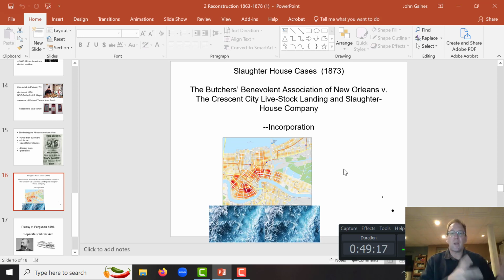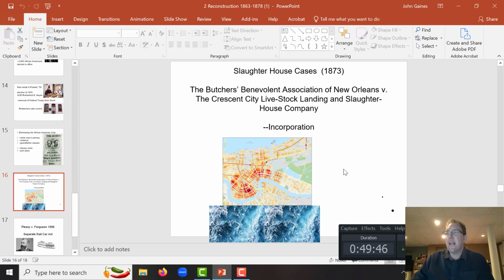On the test, I refer to these cases as the slaughterhouse cases. There's a series of court cases where they're trying to fight this. It gets decided by the Supreme Court in 1873. The full name of this court case, which does not show up on the test, but if you're just curious, is the Butchers Benevolent Association of New Orleans versus the Crescent City Livestock Landing and Slaughterhouse Corporation.